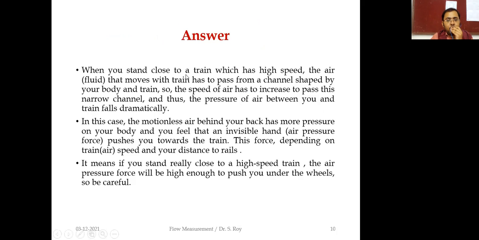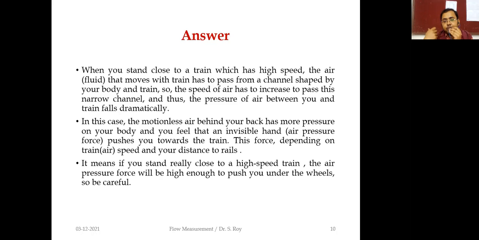When we stand close to a train which has a high speed, the air that moves with the train has to pass through the channel between your body and the train. So the speed of the air has to increase to pass this narrow channel, because the restriction is less. Thus, the pressure of the air between you and the train falls dramatically. Now the motionless air behind your back has more pressure, because at the front the pressure is less.